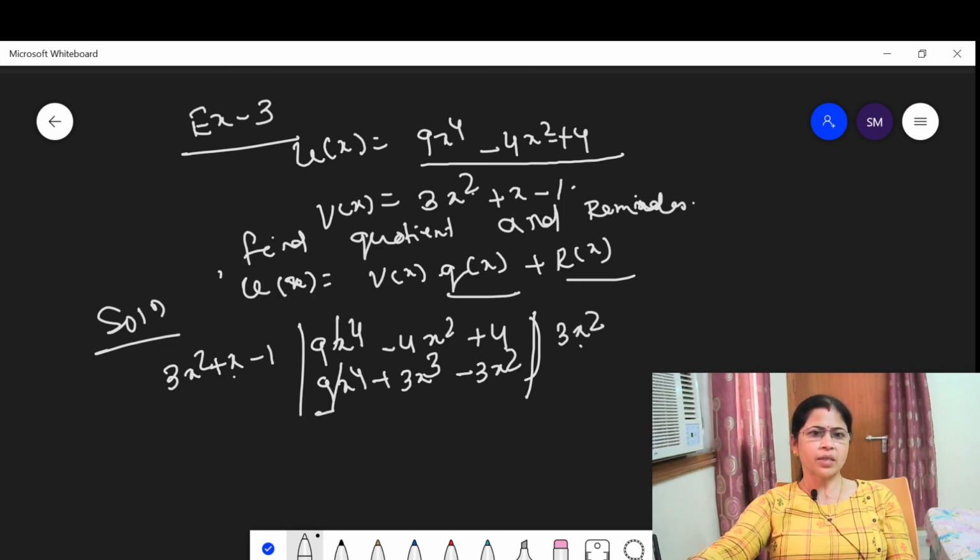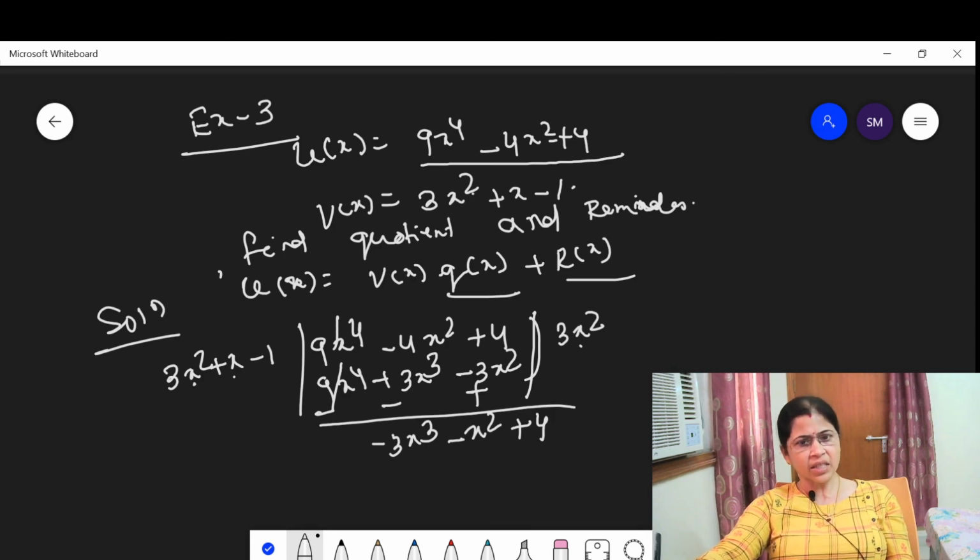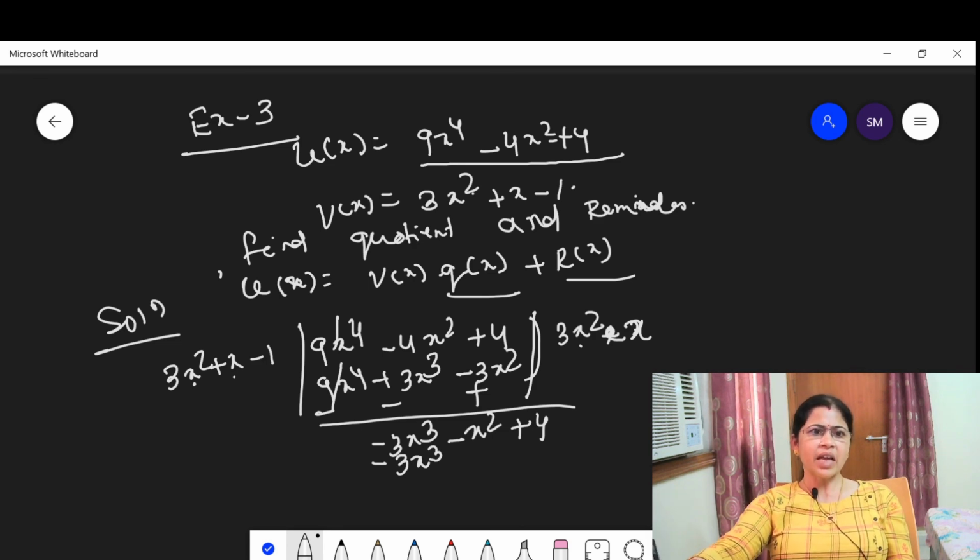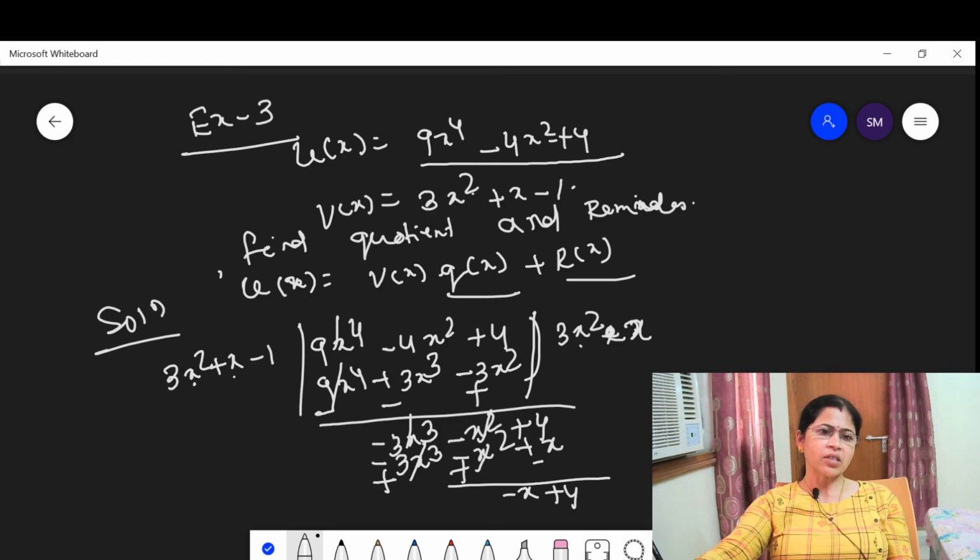Then when you subtract, this cancels, and we get minus 3x cube minus 4x square plus 3x square, which is minus x square plus 4. Then to get minus 3x cube from 3x square, we multiply by minus x. Minus x into 3x square is minus 3x cube, minus x into x is minus x square, minus x into minus 1 is plus x. Then the signs change, these cancel, and we get minus x plus 4. By solving this, this is the quotient and this is the remainder.